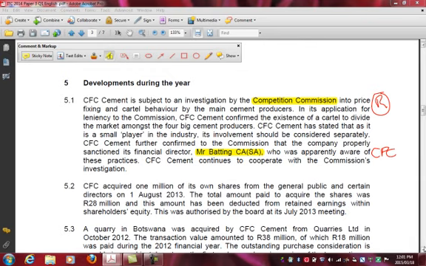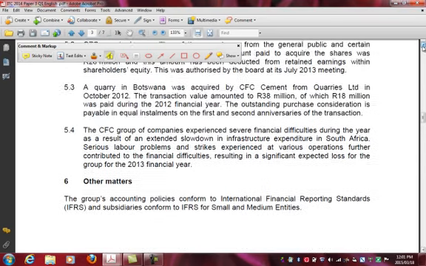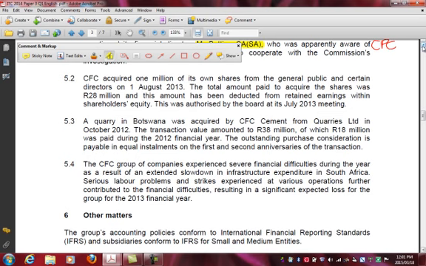If we look at 5.2, CFC acquired 1 million of its own shares from the general public and certain directors on the 1st of August 2013. So this is a share buyback. We know that that's a Companies Act issue. We'll probably have to deal with Section 48 of the Companies Act.